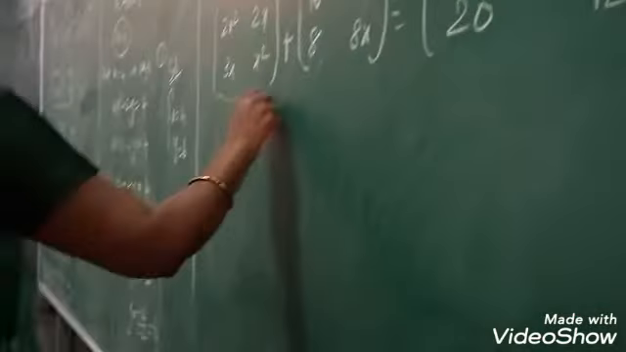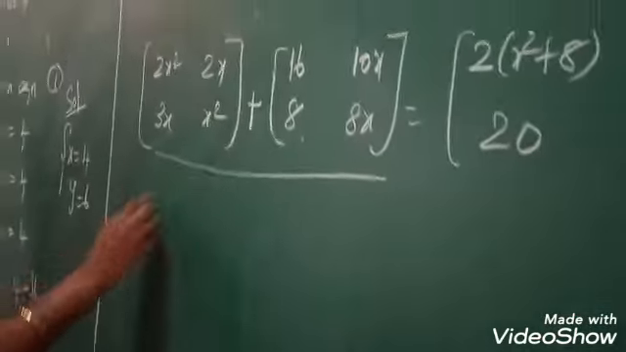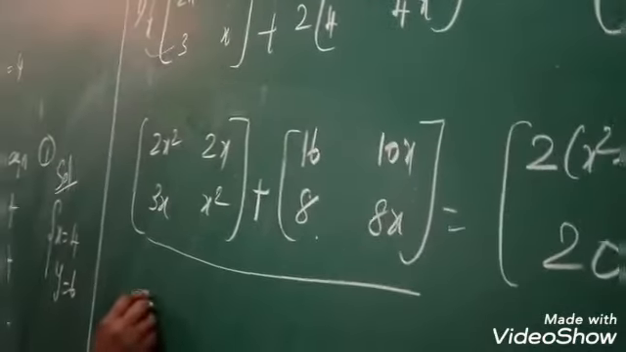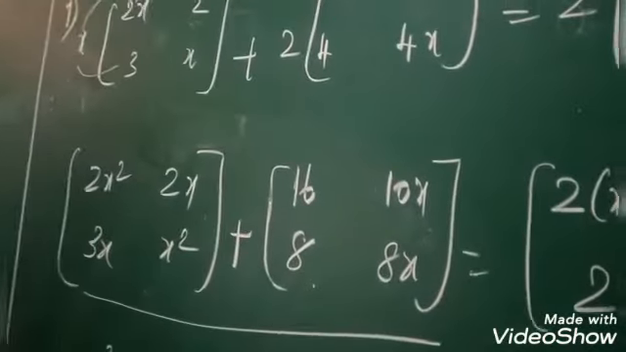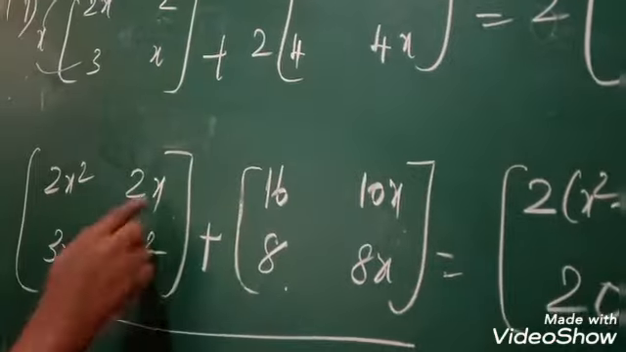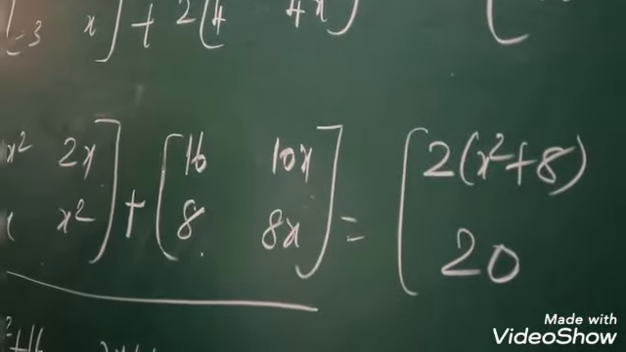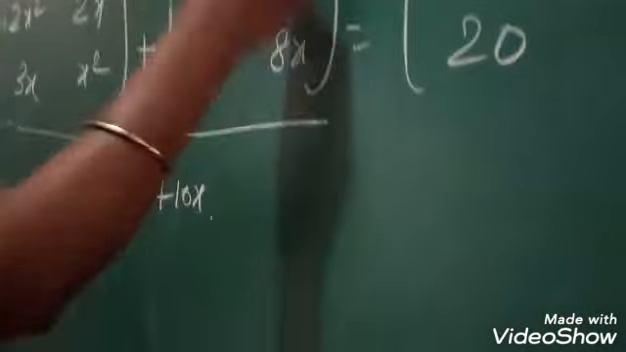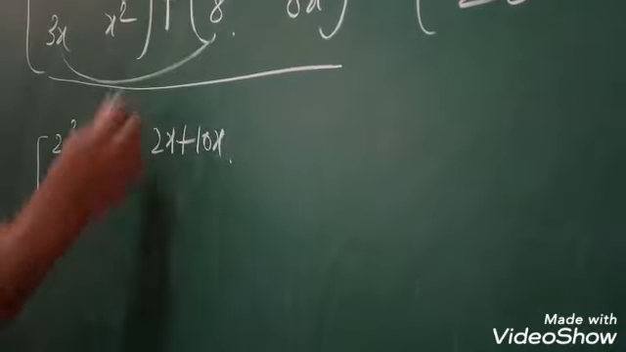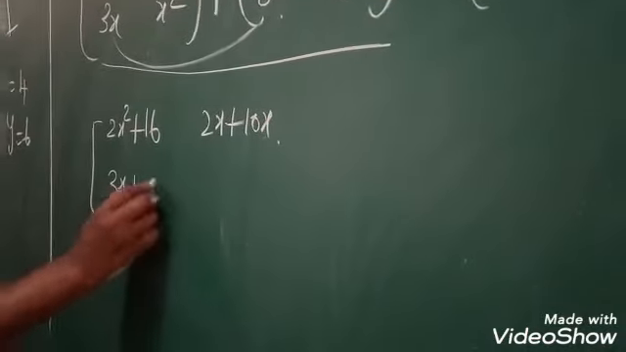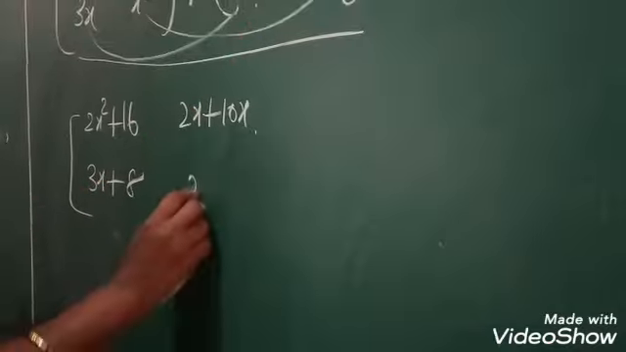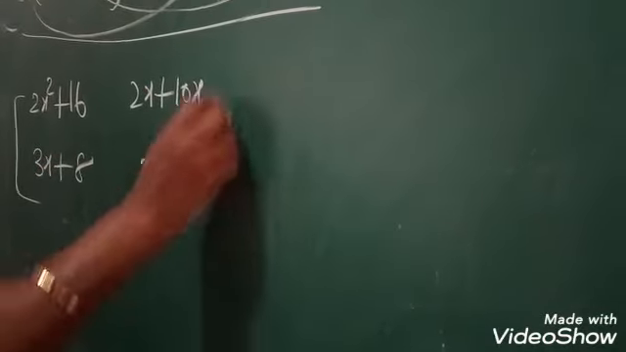Now on the left hand side you have to add, because the matrix is equal matrix. So 2x squared plus 16 is the first element. Then the next element is 2x plus 10x, the second element, adding as I already said. Then 3x plus 8. Then the next one is x squared plus 8x.